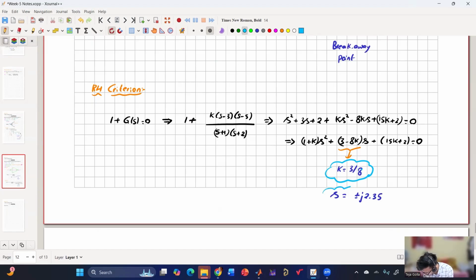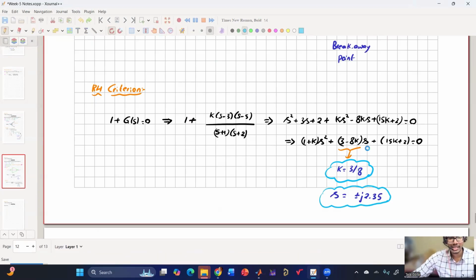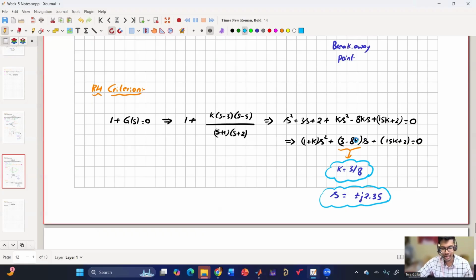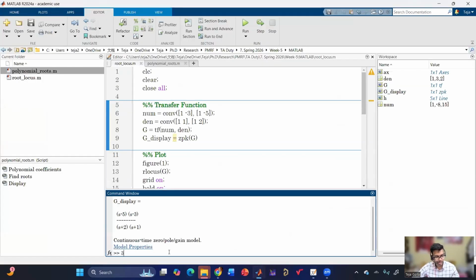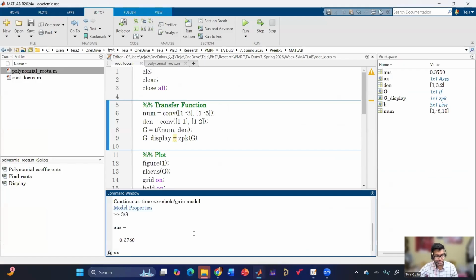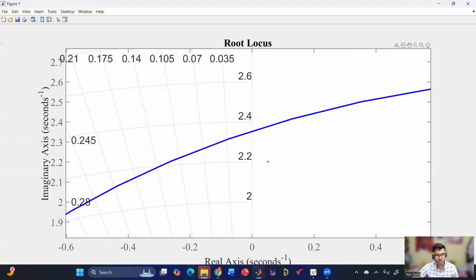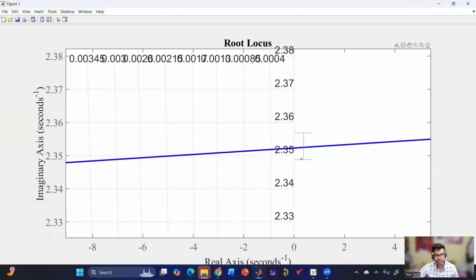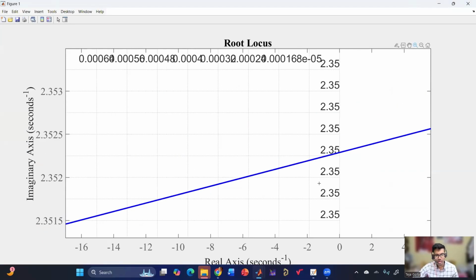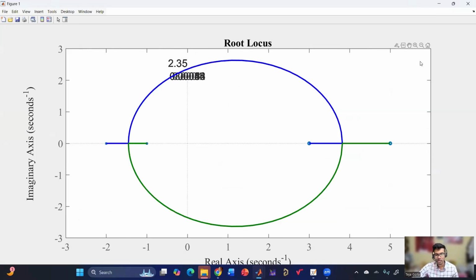So now let us see whether the gain is correct or wrong. And s is 2.35. So how did I say K is 3 by 8? Because the s term I can make 0 and s square will basically be imaginary. So K is equal to 3 by 8. So what is 3 by 8? Let me calculate. It is 0.375. Let me check whether the gain is the same here or not. First of all, the point is 2.35, which is what I have mentioned. So let us check the gain. So this gain is how much? 0.375. So the gain is also matching, which means our calculations are correct.